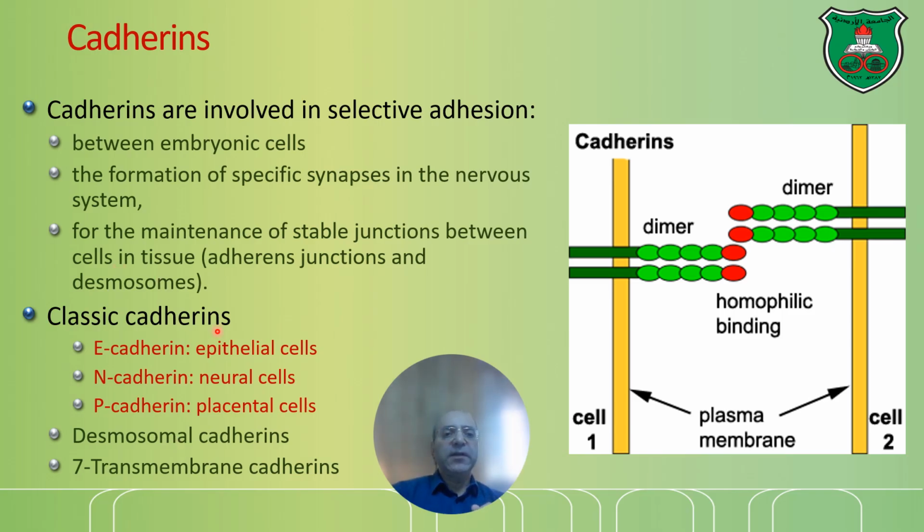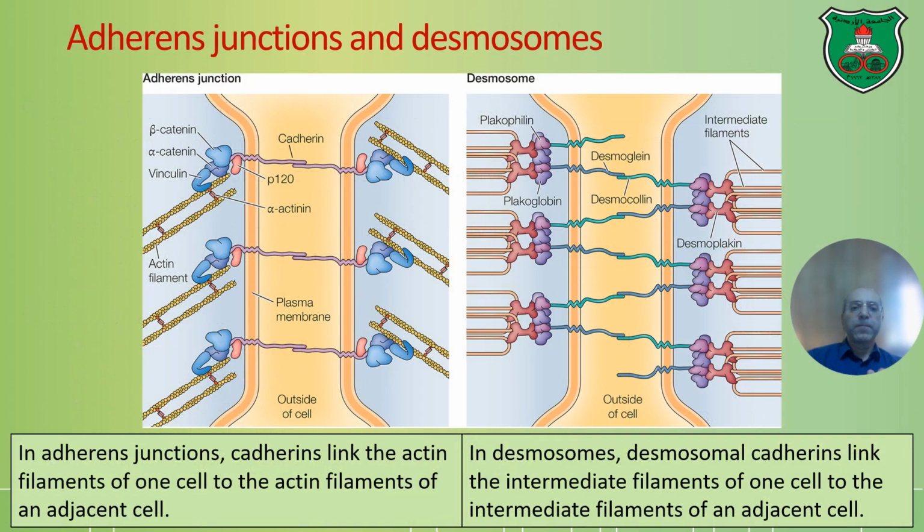So let's talk about adherens junctions and desmosomes. Just to remind you, in adherens junctions, you have the cadherin-cadherin interaction, homophilic interaction, between two cells. So here you have cell number 1, here you have cell number 2, and here you have this interaction between the two cadherins coming out from each one of these cells. The cytosolic site of the cadherin interacts with actin binding proteins, and these interact with actin itself.